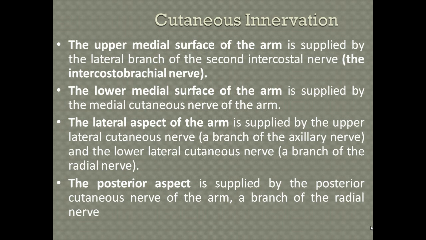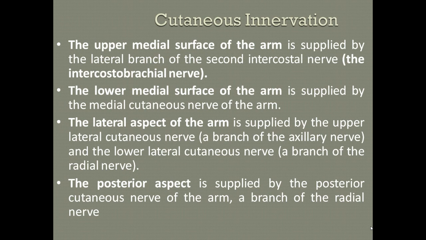First, we will discuss the cutaneous innervation. The upper medial surface of the arm is supplied by the lateral branch of the second intercostal nerve, and the lower medial surface of the arm is supplied by the medial cutaneous nerve of the arm. The lateral aspect of the arm is supplied by the upper lateral cutaneous nerve, and the posterior aspect is supplied by the posterior cutaneous nerve of the arm, a branch of the radial nerve.